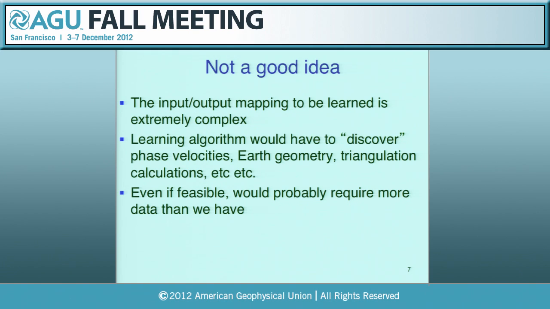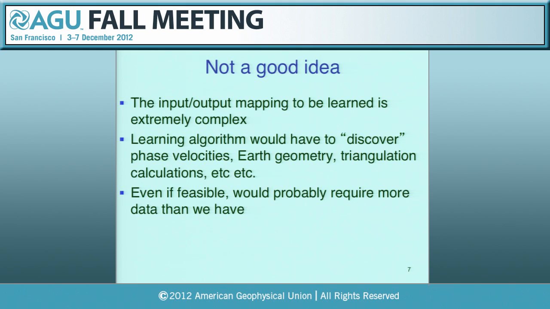Plus, if you do it this way, the learning algorithm has to discover everything we already know about geophysics. It has to learn the phase velocities. It has to even come up with the concept of a phase velocity, which it doesn't have. It has to figure out Earth geometry without any knowledge that it's even a round ball. It has to invent the notion of triangulation. None of these things are really going to be very easy for a machine learning algorithm to do.